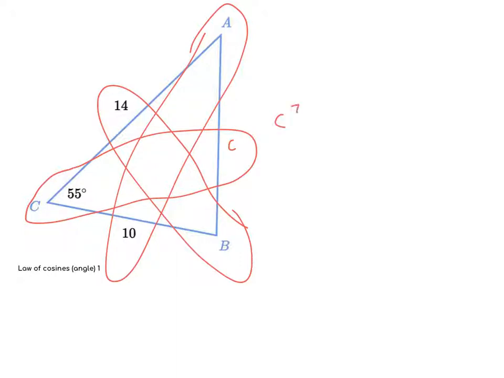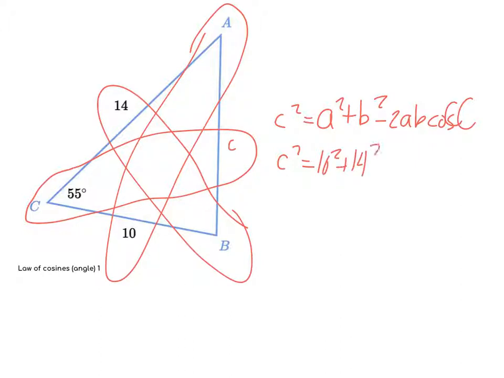We've got C squared is equal to A squared plus B squared minus 2AB cosine of C. Plugging things in, we're going to have C squared is equal to 10 squared plus 14 squared minus 2 times 10 times 14 times cosine of 55.